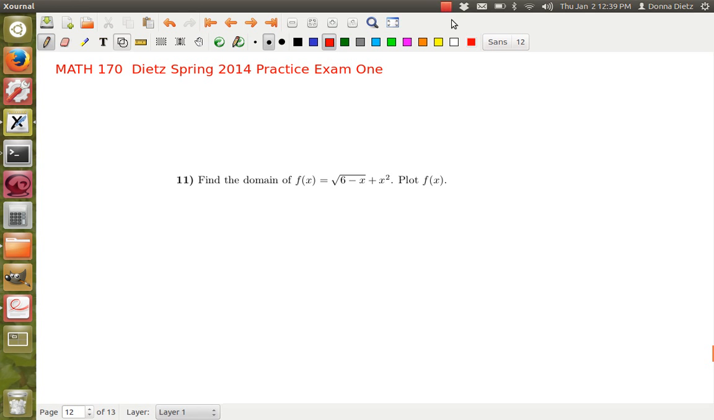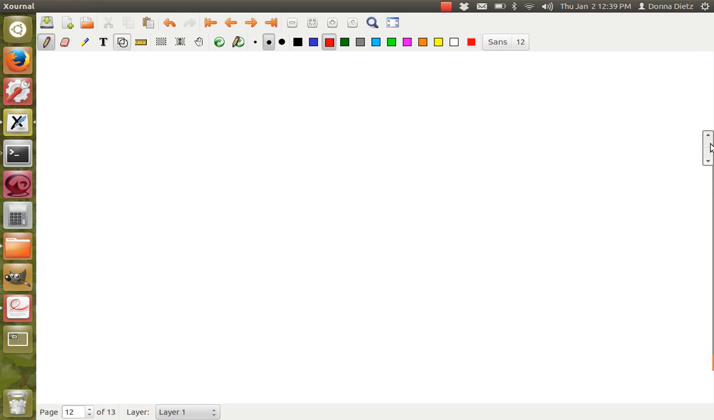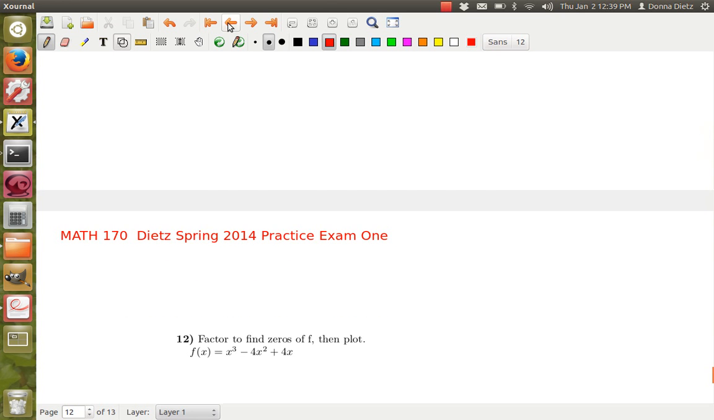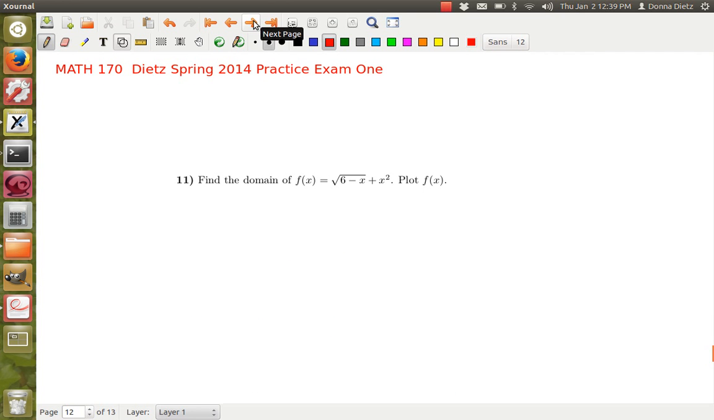We want to find the domain of a given function, and then we want to plot it, and that's all we're being asked to do in this question. So let's go ahead and do that.